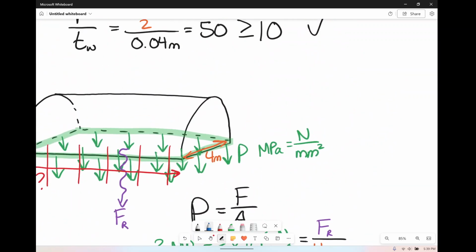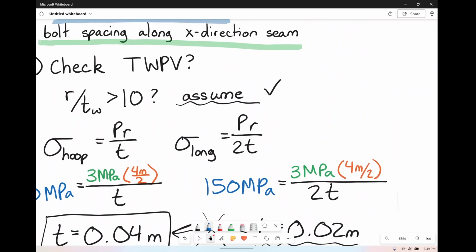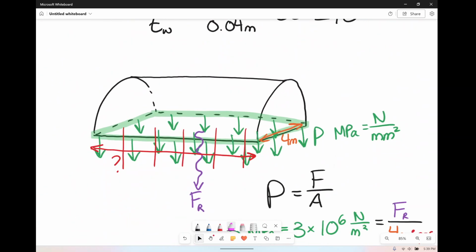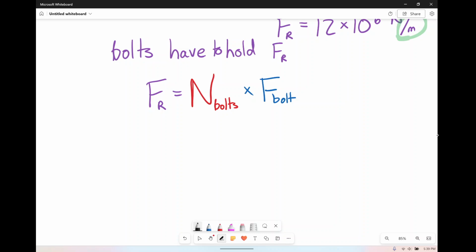What do we know about our bolts? Technically, back up here at the very top, we had a little bit of information about our bolts. They had a certain stress that each bolt can take and a diameter. Well, again, what do we know about a stress? A stress is equal to a force over an area, right? So the stress of a bolt is equal to the force of a bolt divided by the area of a bolt. Good news, we actually have some of these things, right?